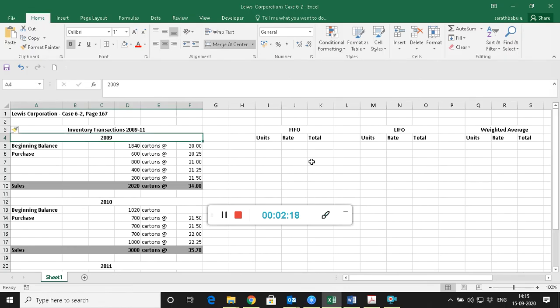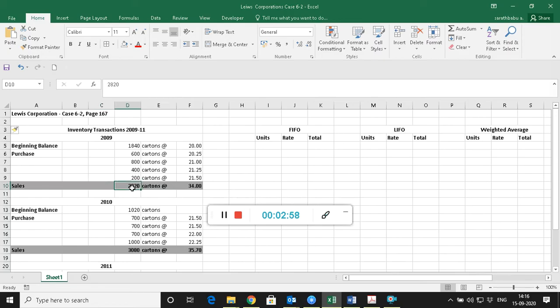So look at this: in 2009, Levi's Corporation has a beginning balance of inventory of 1840 units at $20, and they have purchased different lots at different prices during that year. So my total availability of inventory, one can look at here, is 3840, whereas they sold 2820 units at a price of 34. Now the problem comes when I calculate COGS.